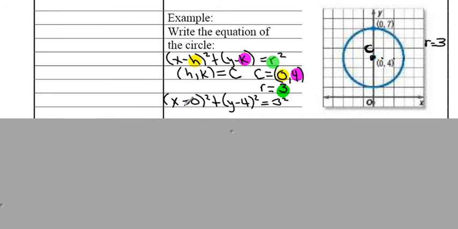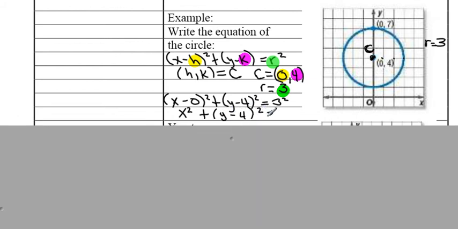And then I need to clean this up a little bit. X minus 0, anything minus 0 is just whatever that number is. So x minus 0 is x. And then it has me square it plus y minus 4. I can't combine that. It is just y minus 4, and then I will square that as well. And then equals 3 squared. 3 squared is 3 times 3, which is 9. And that's actually how you leave the standard equation of a circle. X squared plus y minus 4 squared equals 9. And that would be my final answer for this circle.